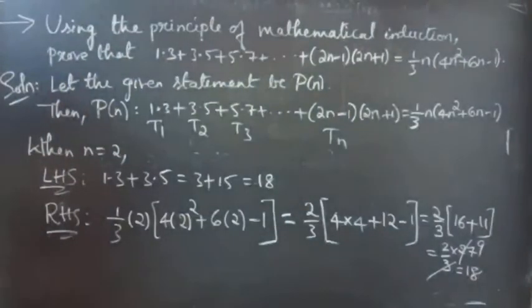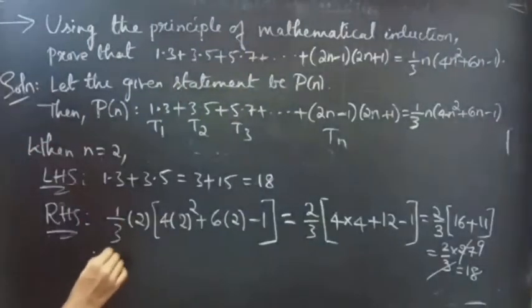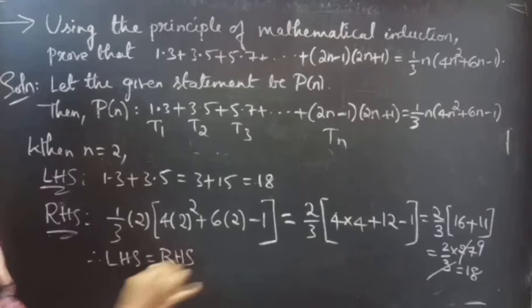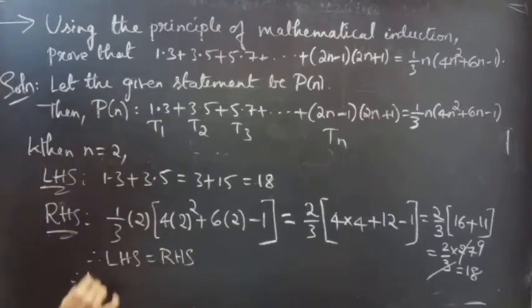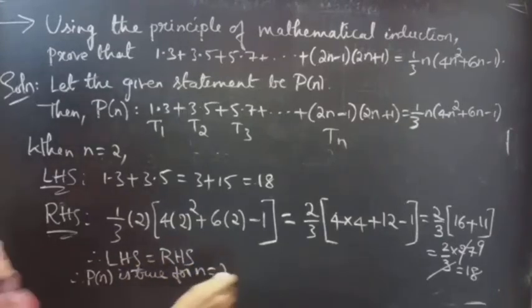So here you got LHS equals to RHS. From this we can say that P of n is true for n equals to 2. Therefore, P of 2 is true.